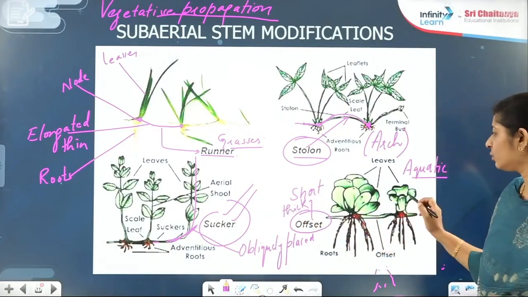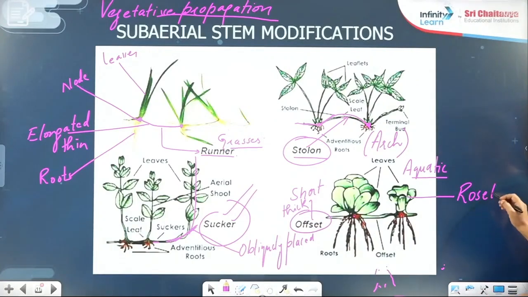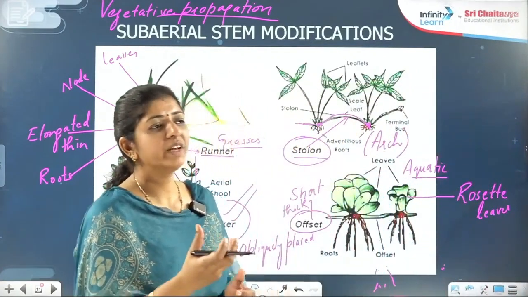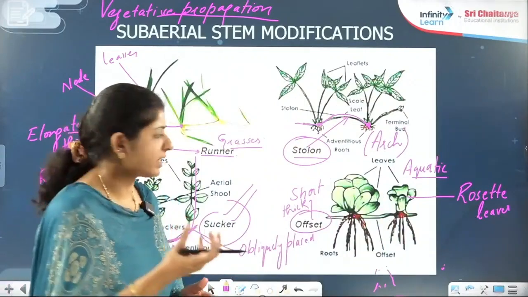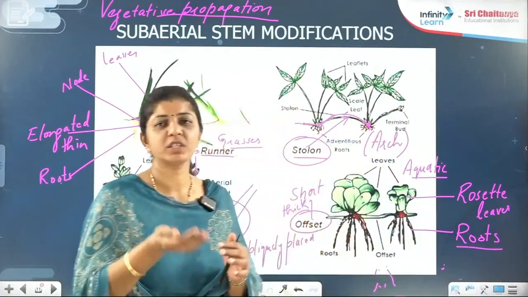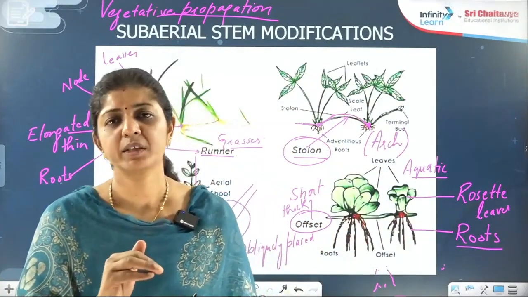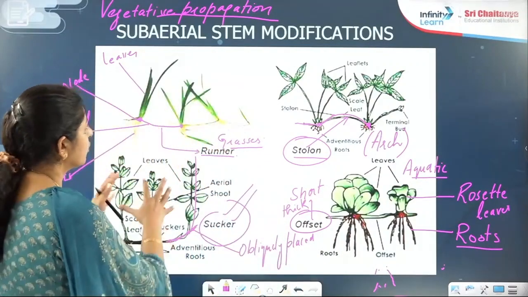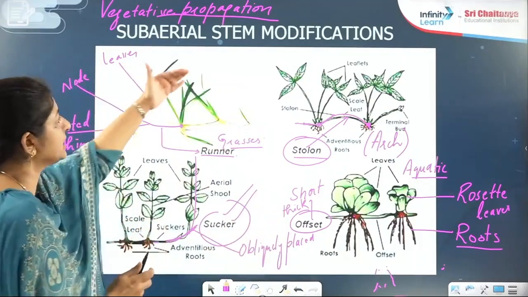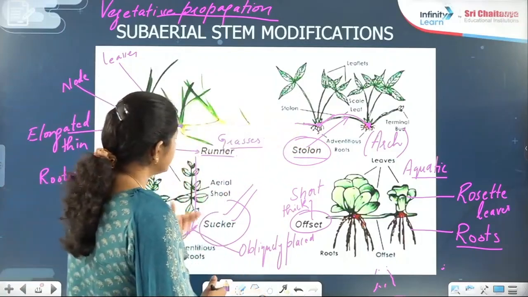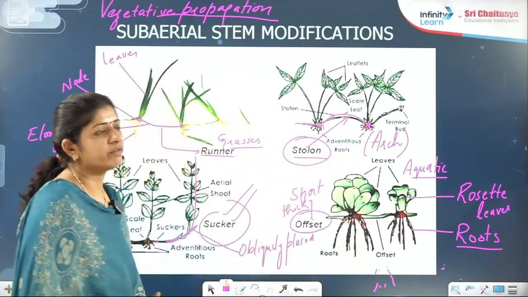And at the node part, you will find a rosette of leaves. What do you mean by rosette of leaves? It means leaves are arranged like rose petals. The rosette of leaves will appear on the upper side. And on the downside, you have the roots, which give buoyancy, since these are aquatic plants, the upward thrust will be given by their roots, right? So these four modifications I have told you for subaerial stem modification. First we learned about runners, then stolons, then suckers, then we discussed offsets, right?